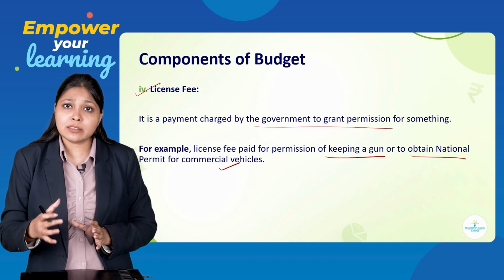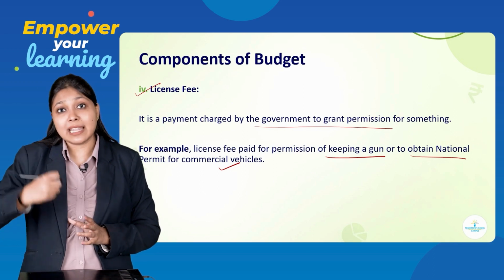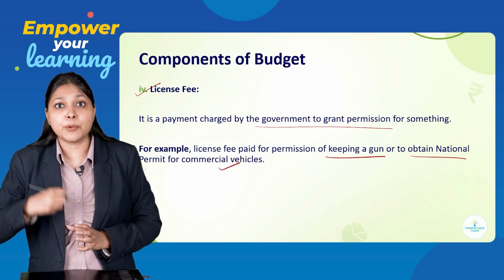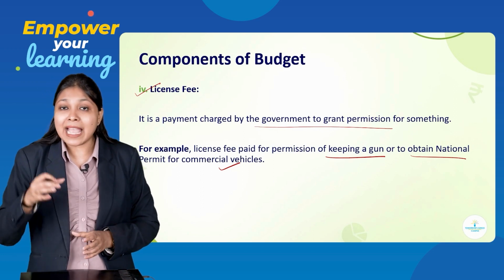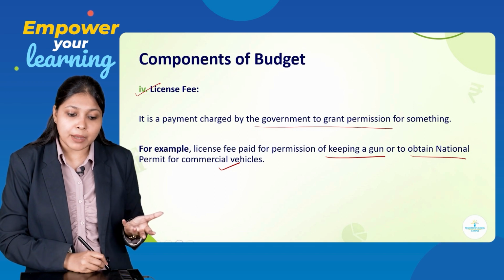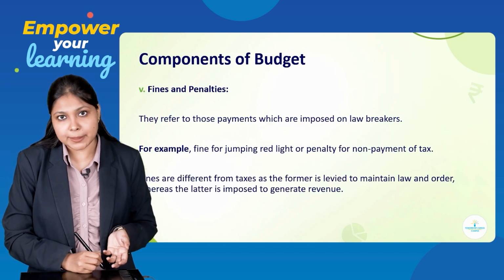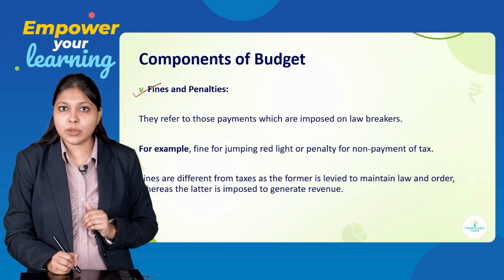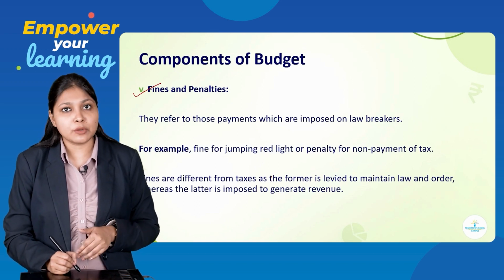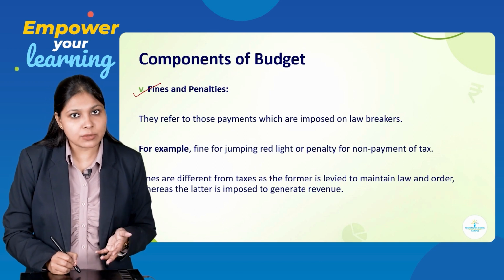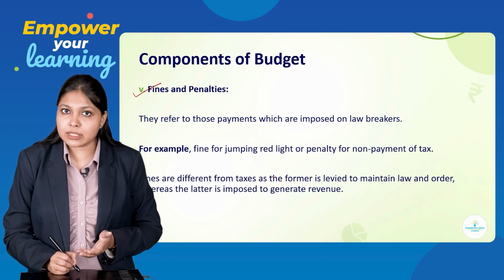So there are certain things on which we need a license from the government. To keep or to possess those things, we need a proper license from the government, and for buying that license, you will have to pay some amount of fees to the government. Then come fines and penalties. If you are violating any rules and regulations given by the government, you will have to pay fines and penalties to them. Again, it's a source of income for the government.